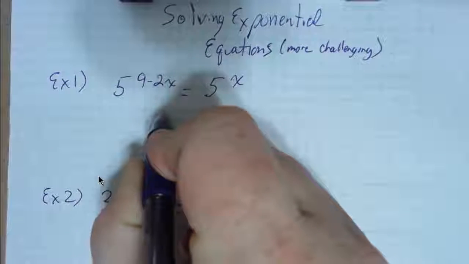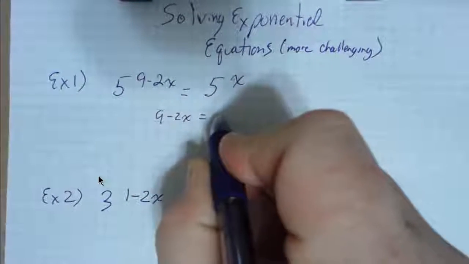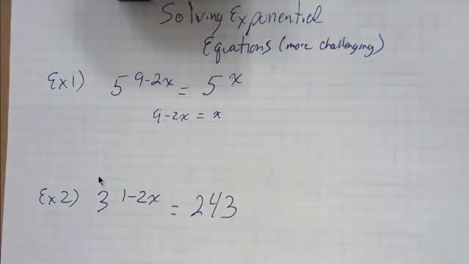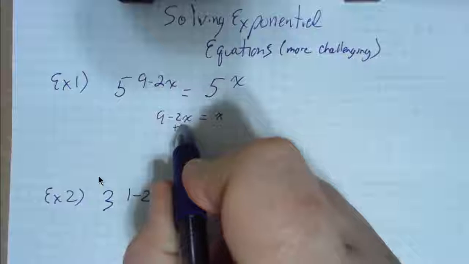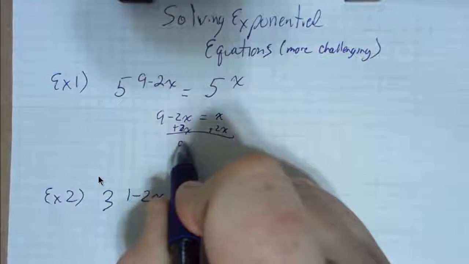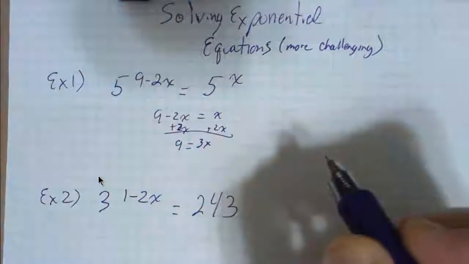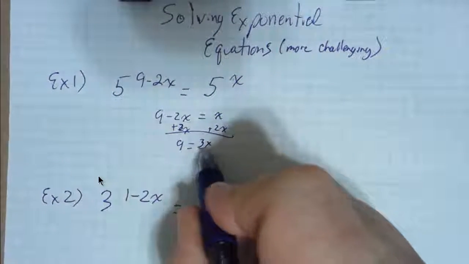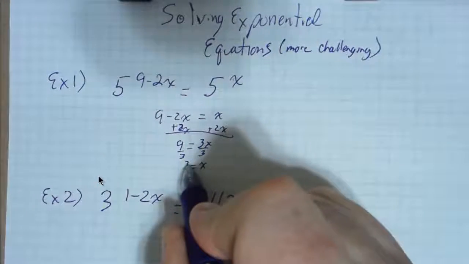So I can take the exponent of 9 minus 2x and set it equal to x. Then continue to solve for x. Add 2x to both sides. Then 9 will equal 3x. Divide both sides by 3. And x should equal 3.